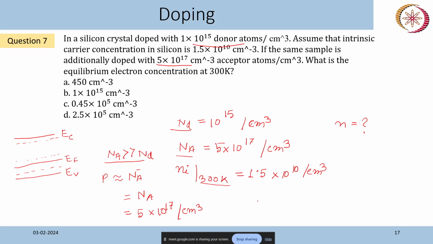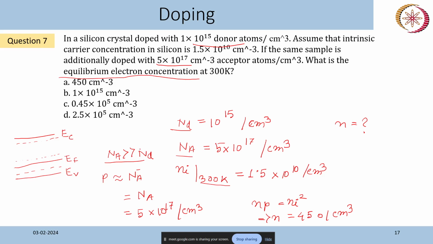Now using, what is it? Because it is written as equilibrium electron concentration, right? So in equilibrium, again you can use this relation, N into P equal to Ni square. So we can calculate N, which will be 450 per centimeter cube in this case.